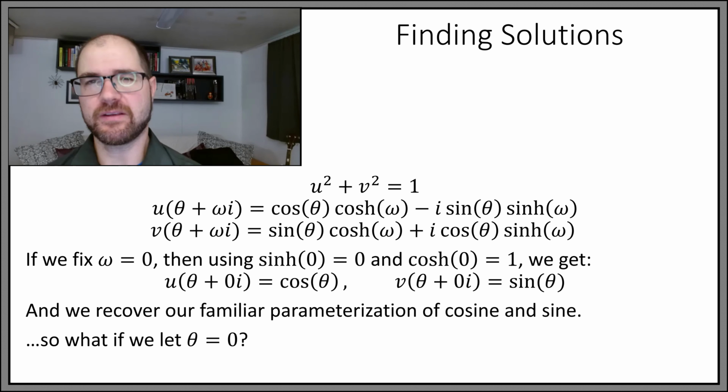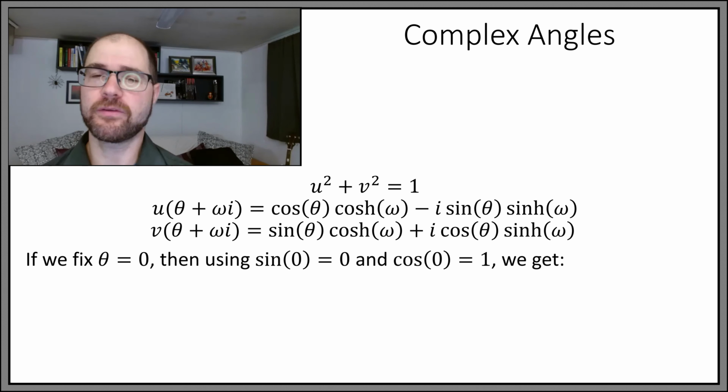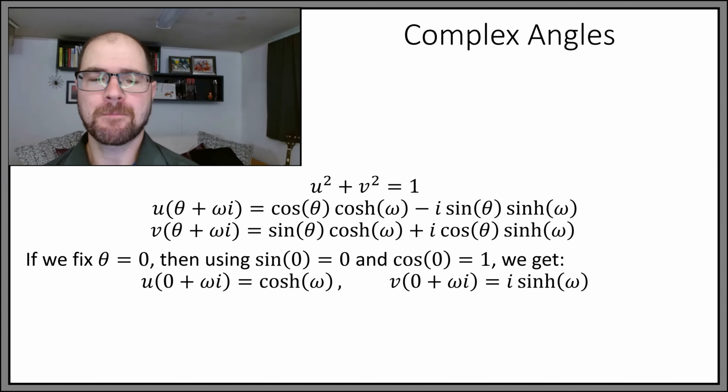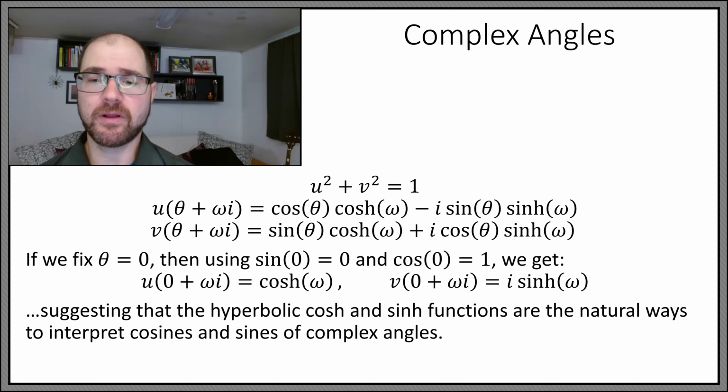But what if theta is 0 instead of omega? So here are our complex solutions to u squared plus v squared equals 1, and we're going to fix theta to be 0. Well, since the sine of 0 is 0 and the cosine of 0 is 1, we end up with the following: u, parameterized only as omega times the imaginary number I, is the hyperbolic cosine, and v is the hyperbolic sine times I, suggesting that hyperbolic cosine and hyperbolic sine are a natural way to interpret sines and cosines of complex angles.